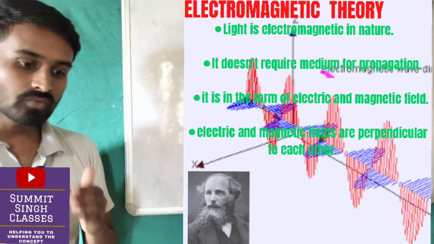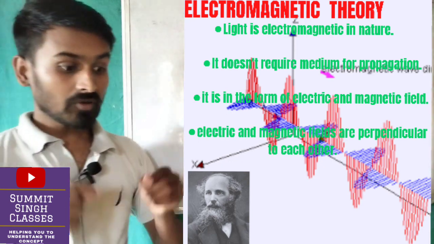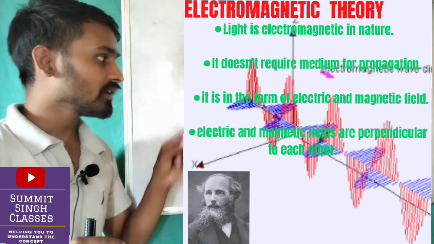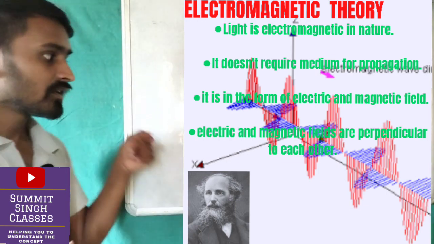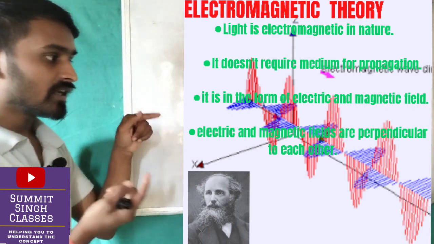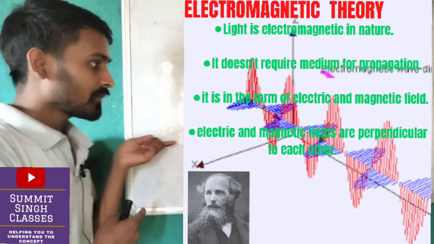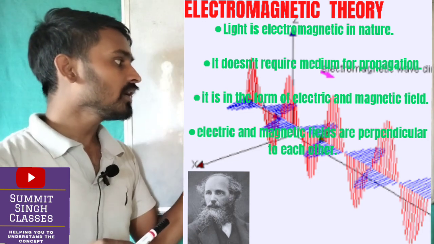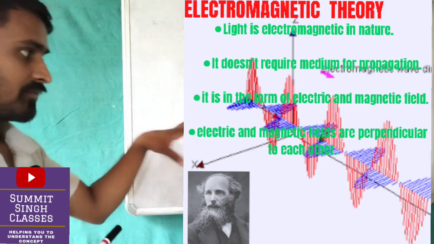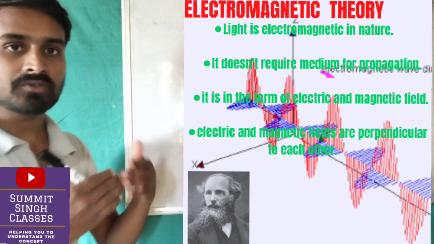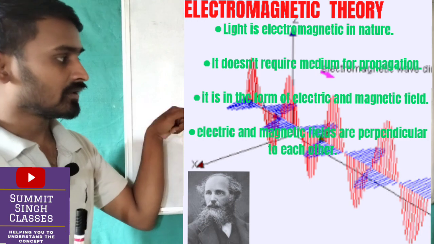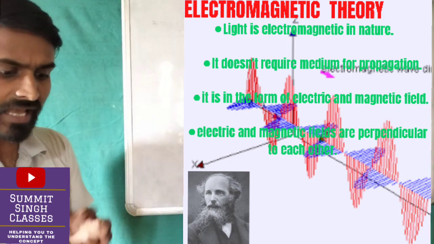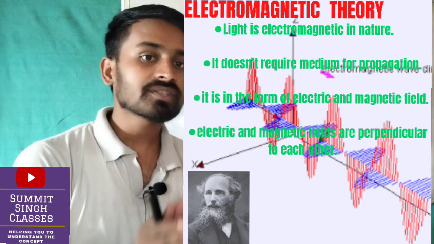The fourth point given by Maxwell was that the electric field lines and the magnetic field lines are perpendicular to each other, as you can see in this figure. In the direction of the wave, the electric field and the magnetic field are perpendicular to each other. You can draw perpendicular lines between the electric and magnetic field, so both are perpendicular to each other. And he told that light is transverse in nature.